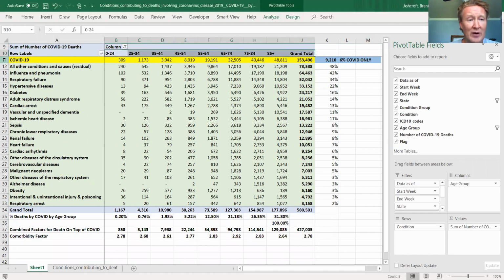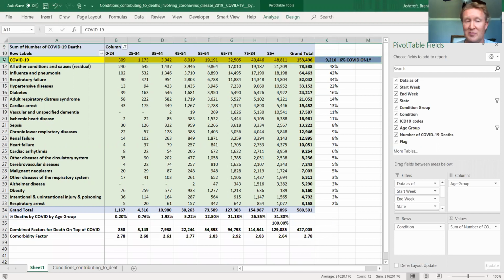There's your COVID right here. So that's your deaths by age group. When we talk about 6%, we're talking about 9,000 deaths, basically 9 to 10,000, depending on the numbers that you're getting. In the US, based on how I did it, it's about 9,000.